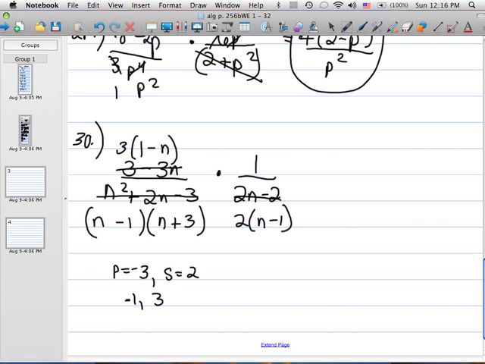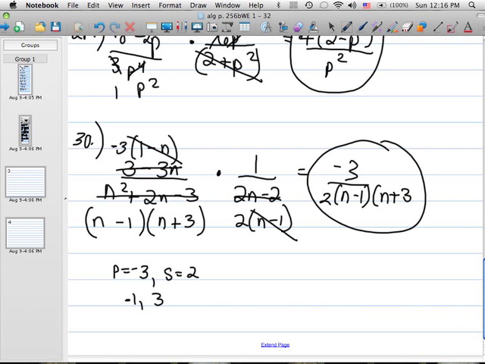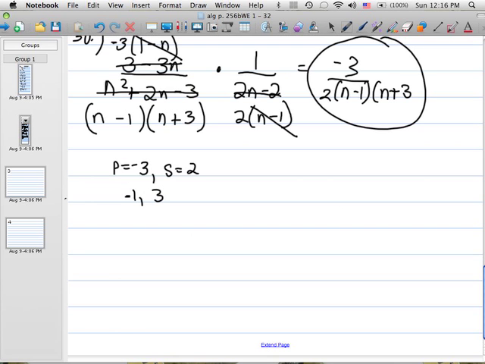Well, the n minus 1 is exactly the opposite of the signs of the 1 minus n. So I can cancel those out and make the 3 negative. So we have a negative 3 on top. On the bottom we have 2 times n minus 1 and n plus 3. And that's our solution, factored.